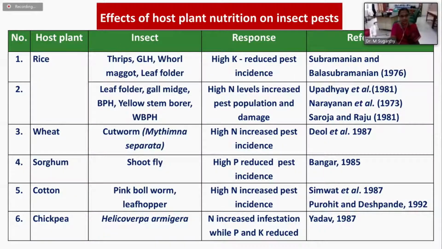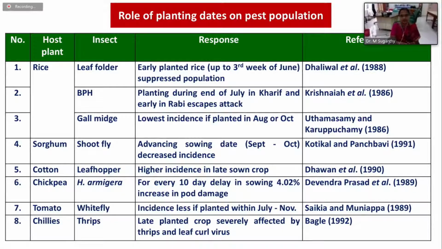For example, if we plant rice during the third week of June, it suppresses the population of leaf folder. So wherever leaf folder is a problem, we have to go for early planting, that is on the third week of June, to suppress this population. The remaining are some other examples given under that.